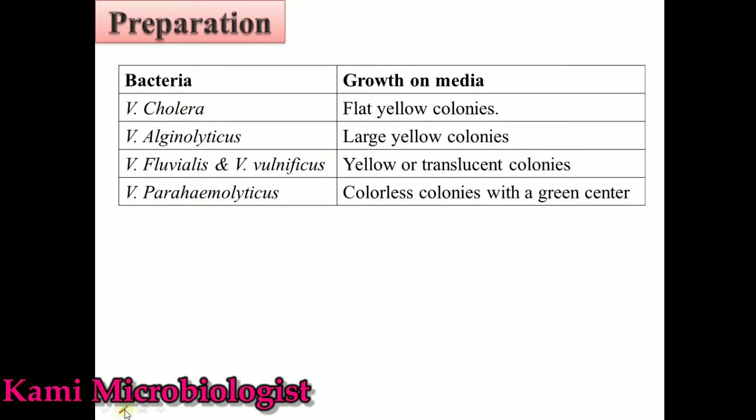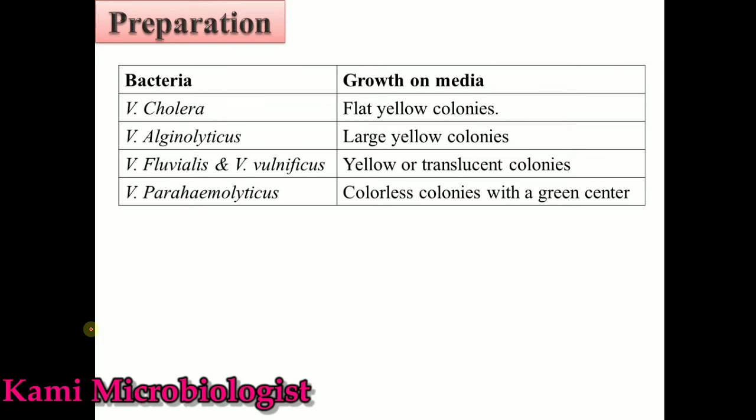Now, what type of bacteria can grow? As we said, in this media only Vibrio species can easily grow, and it can inhibit a large number of gram-positive and gram-negative bacteria. So it is a selective media for the Vibrio species.